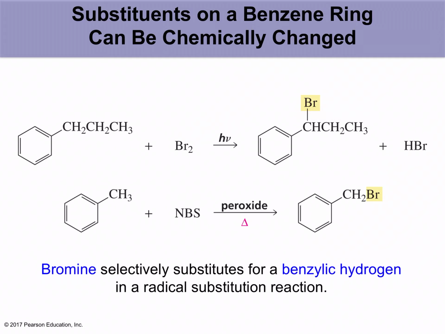Let's go ahead and start session 3 of our chapter 18, and we will see how we can chemically change a substituent on the benzene ring. Now you guys know how we can add an alkyl group, if you want the rearranged product, or if you want the straight chain, how we can add it onto the benzene ring. Now we can further change this alkyl group.